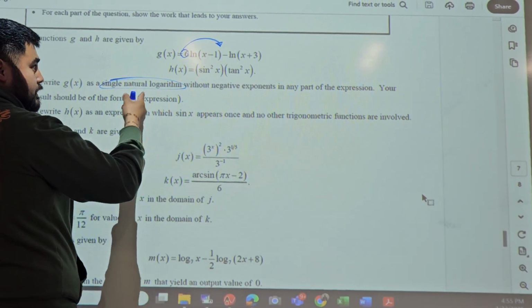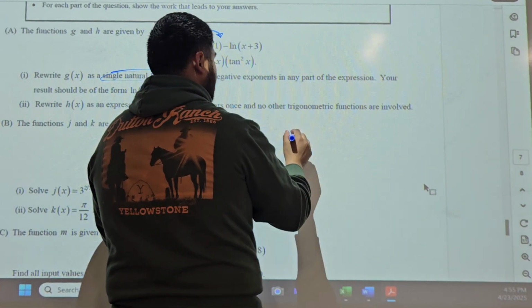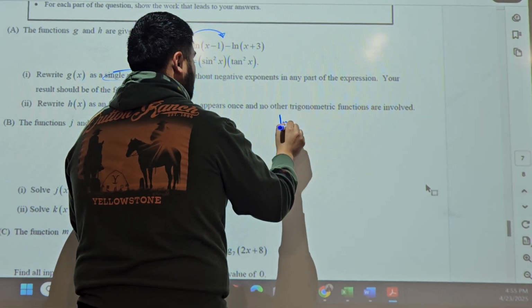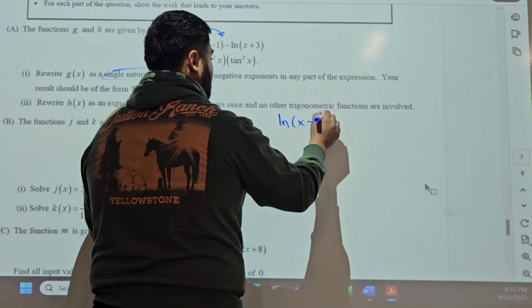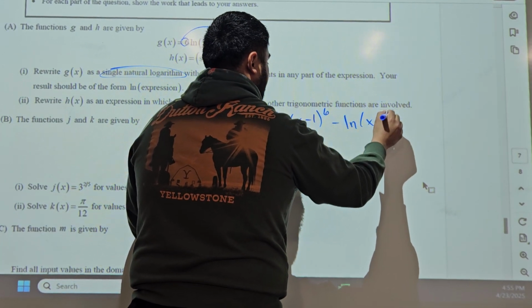Start off with the numbers. Is there any numbers in front of the natural log? The 6 is there, right? So that's going to become an exponent. So here, I'm going to write over here, I'm going to have natural log x minus 1 to the power of 6 minus natural log x plus 3.